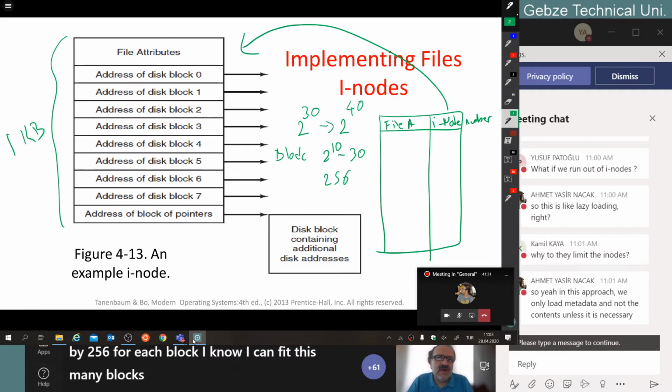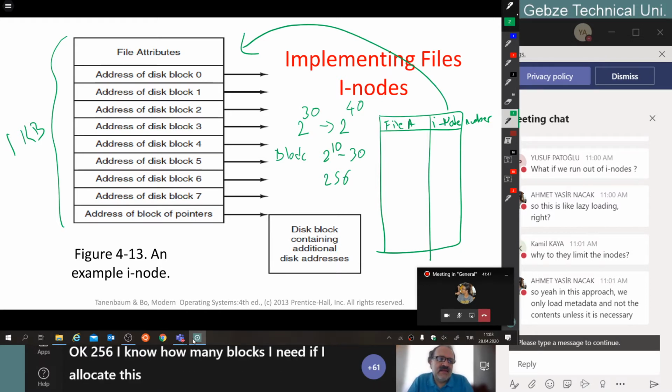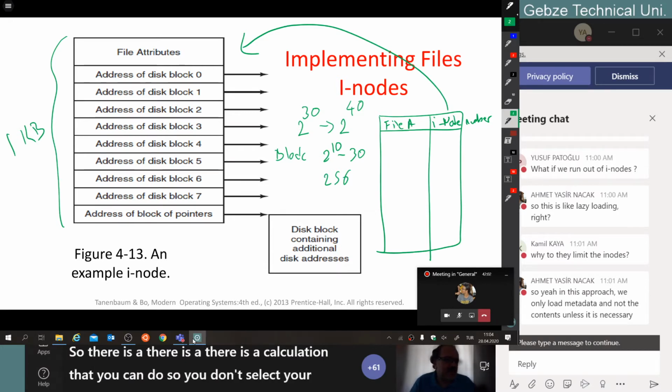256. I know how many blocks I need. If I allocate this many blocks for my disk, then I should be fine. There is no way I will be out of inodes. So there is a calculation that you can do. You don't select your inode space size randomly. There is a calculation.